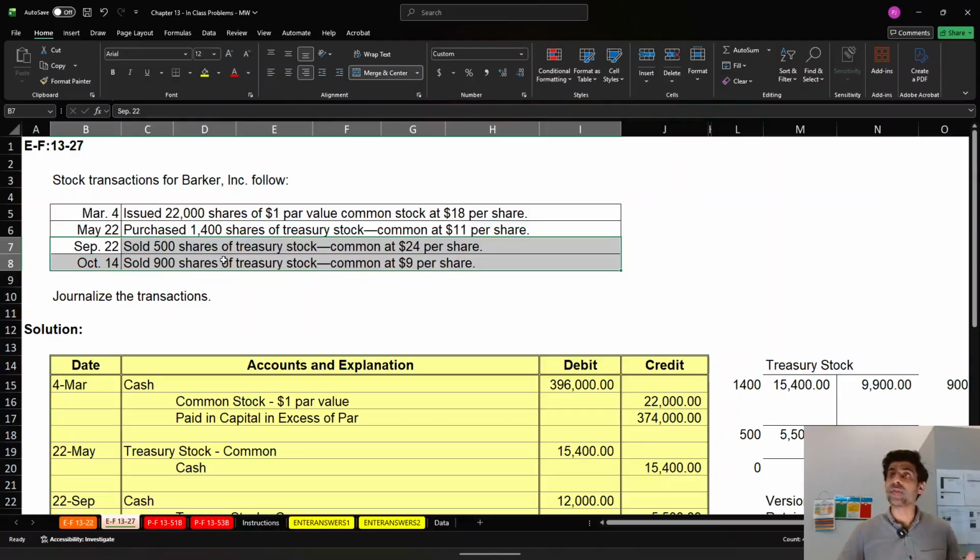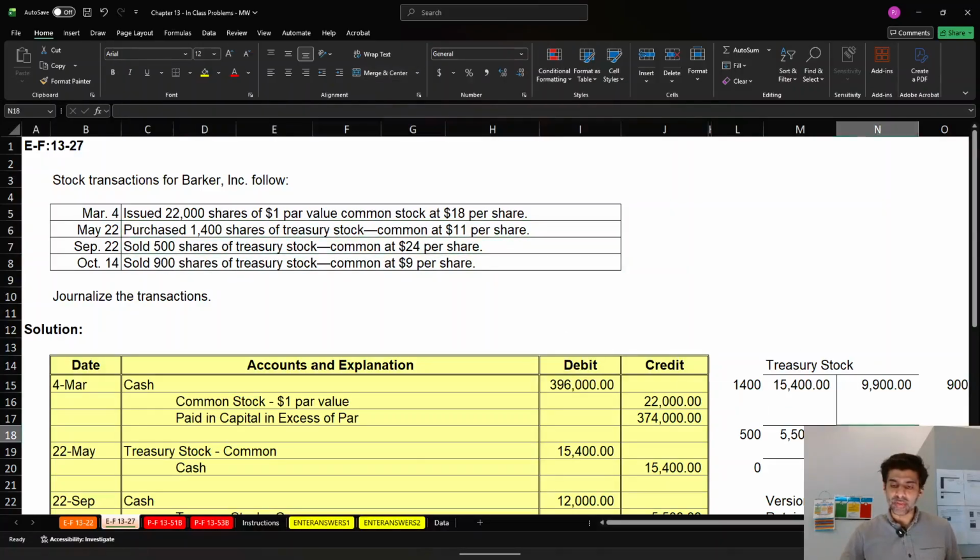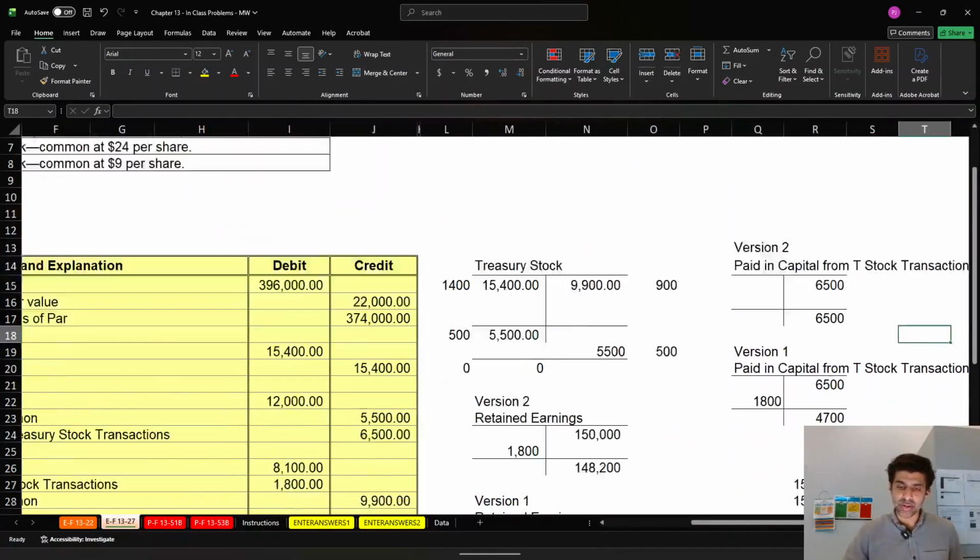So I switched the order of these because I basically bought 1,400 shares and I sold 1,400 shares, right? All I did between these version 1 and version 2 here.